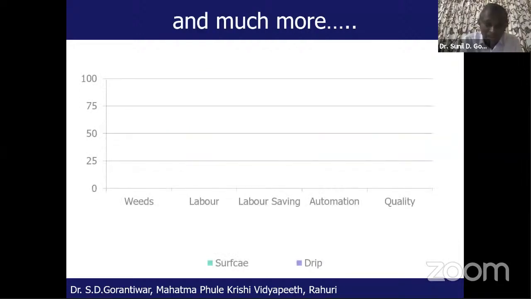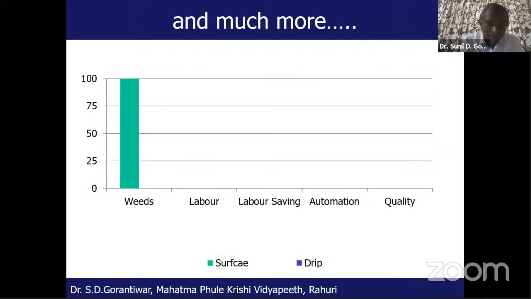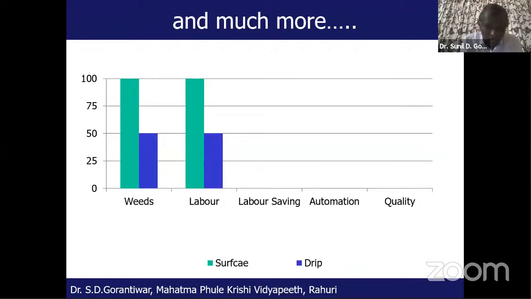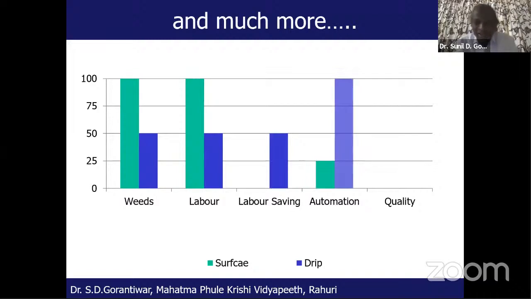Some other benefits are weed control. If in surface irrigation weed infestation is 100%, in drip it is only 50%. And labor requirement can also be cut down to half in case of the drip irrigation system, 50% labor saving. And more importantly, there is a lot of scope for automation in case of the drip irrigation system. Okay, because nowadays we talk about sensors, IoT, cloud-based platforms, mobile applications, and all those things.